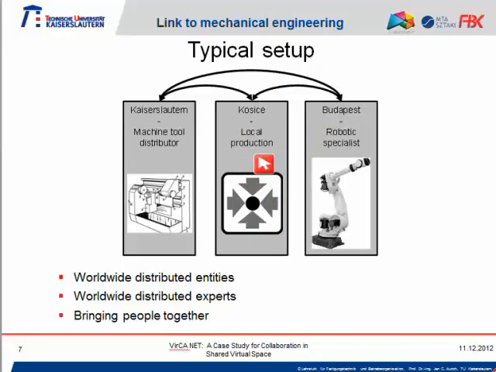For example, local production guys are very focused on the local constraints coming from the building itself, coming from the people working in the production line. Some machine tool distributor, on the other hand, has very, very detailed know-how and very detailed experience on the machines you would like to use.